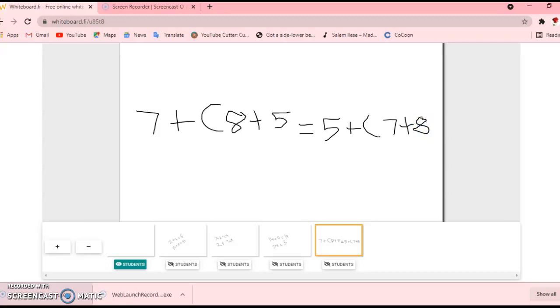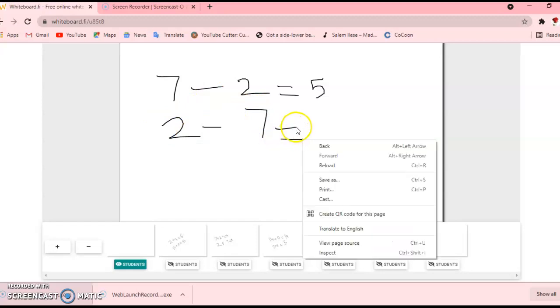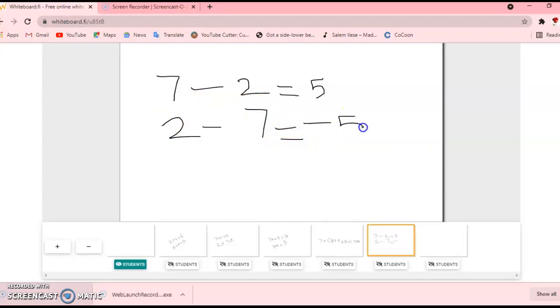Subtraction closure property. Whole numbers are not closed under subtraction. Example: 7 minus 2 equals 5. 2 minus 7 equals minus 5. Minus 5 is not a whole number.